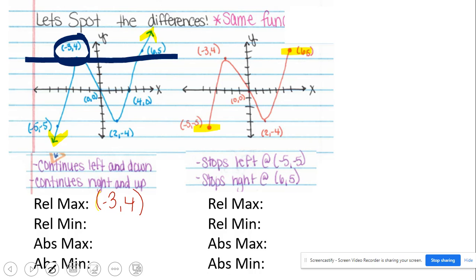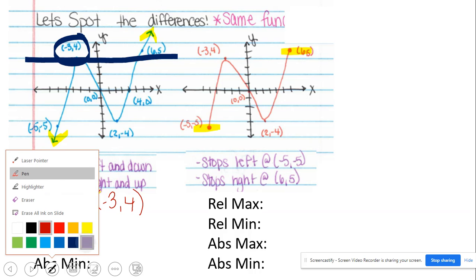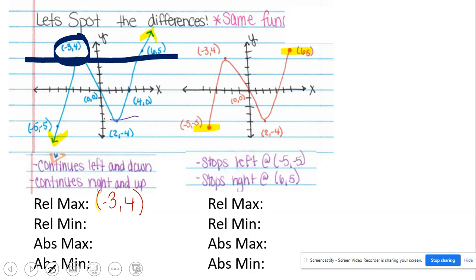Relative min, same thing. You're looking for a valley. And we've got one right here. It's not the lowest point, but it's a valley in the graph. So that's going to be 2, -4.